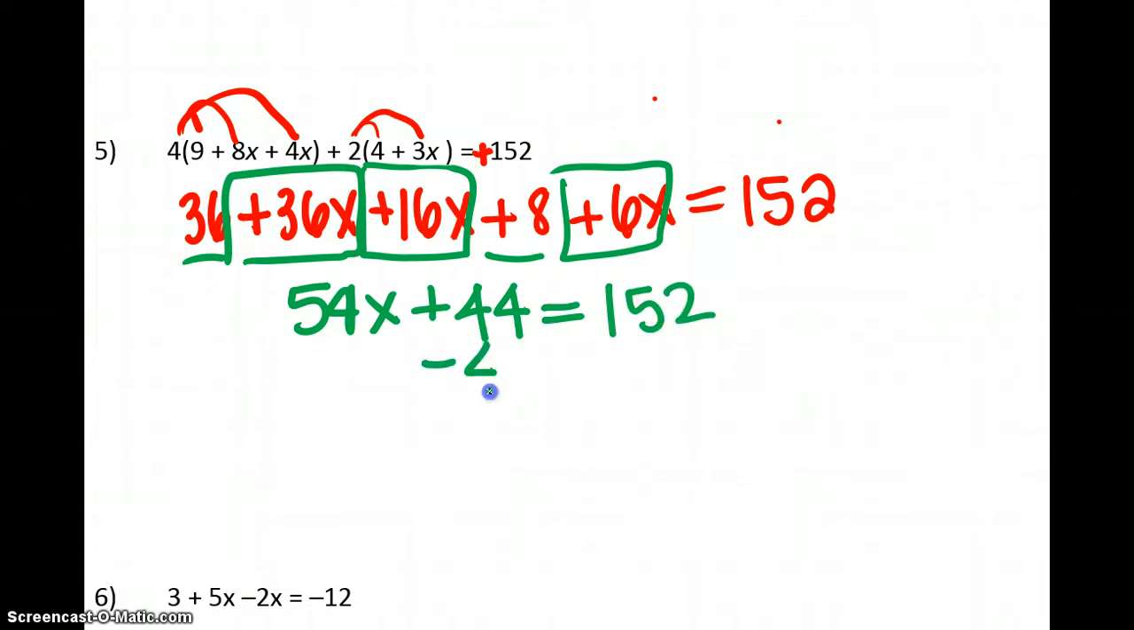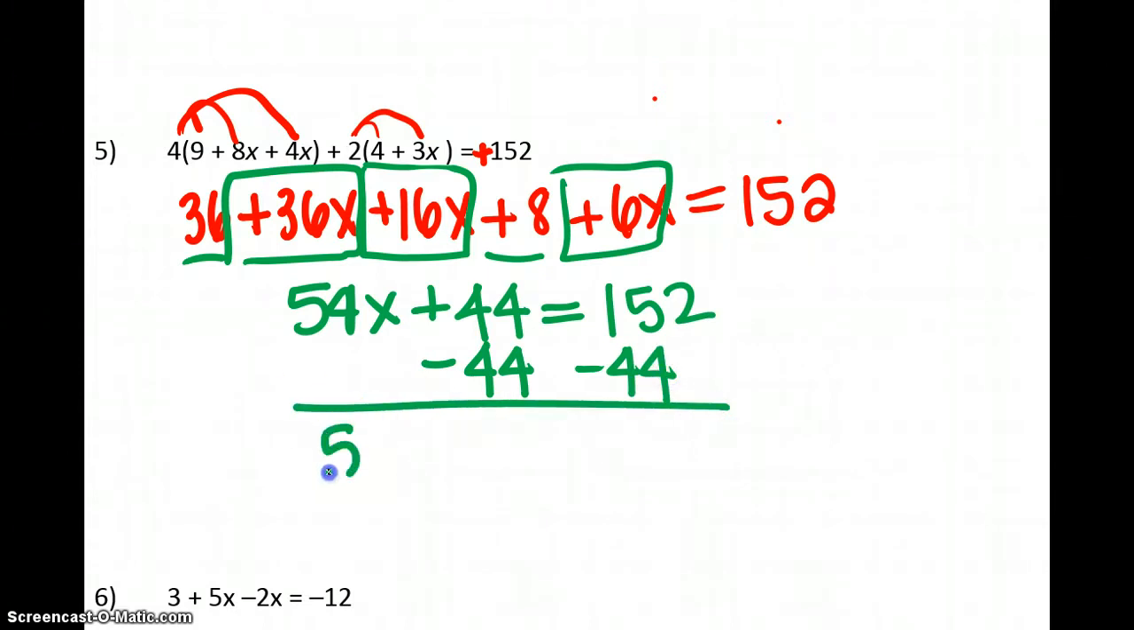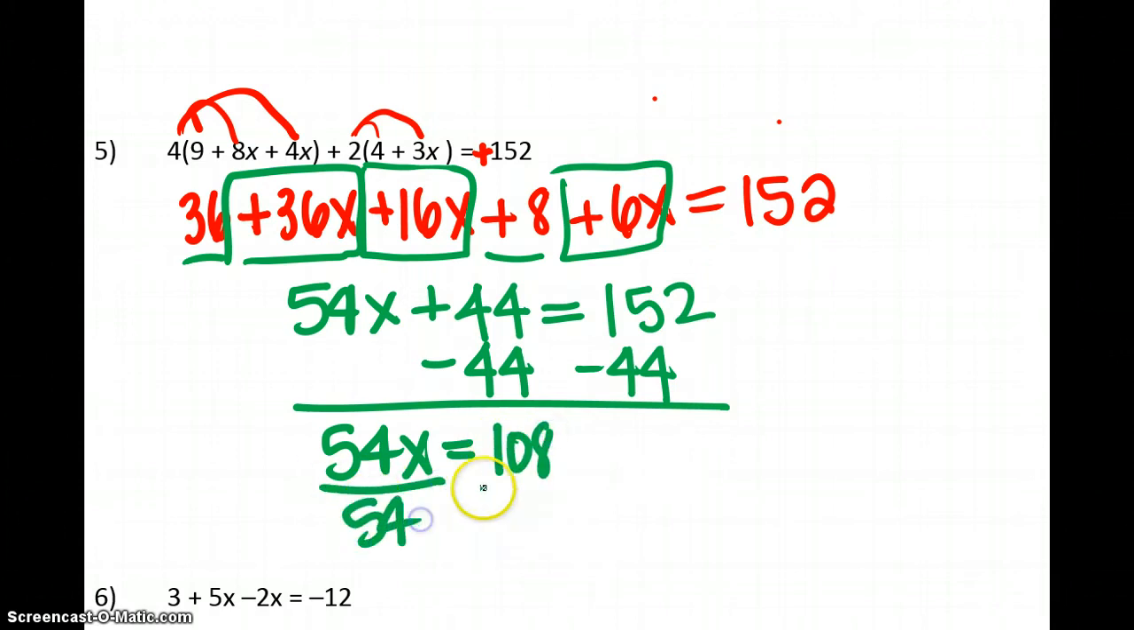Okay, from there I just subtract 44 from both sides, and I'm left with 54x equals 152 minus 44 is 108. Divide both sides by 54, and you get x is equal to 2.